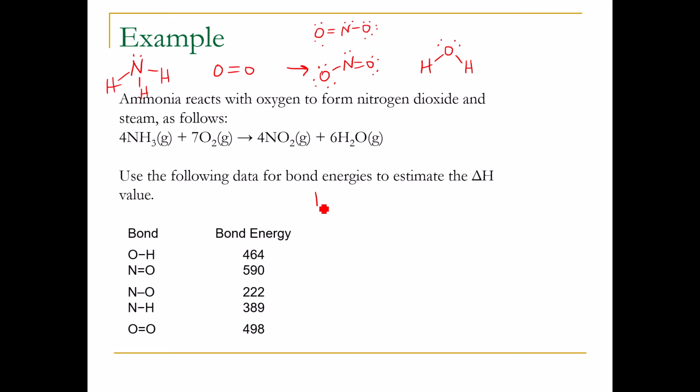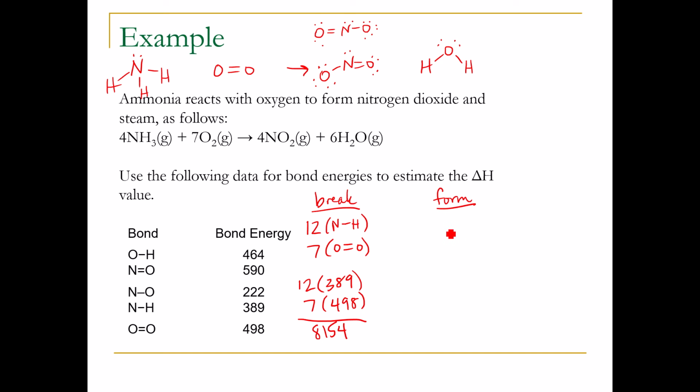So let's look at what we have to do for breaking. For breaking, I have 3 NH bonds per molecule, and I have 4 of them. So we're actually going to need 12 NH bonds broken. I have 7 for a coefficient for O2. So I have 7 of those to break. So I'll write that down here. NH3 is 389, and our O2 is 498. So that gives us 8,154 for the energy required to break the bonds.